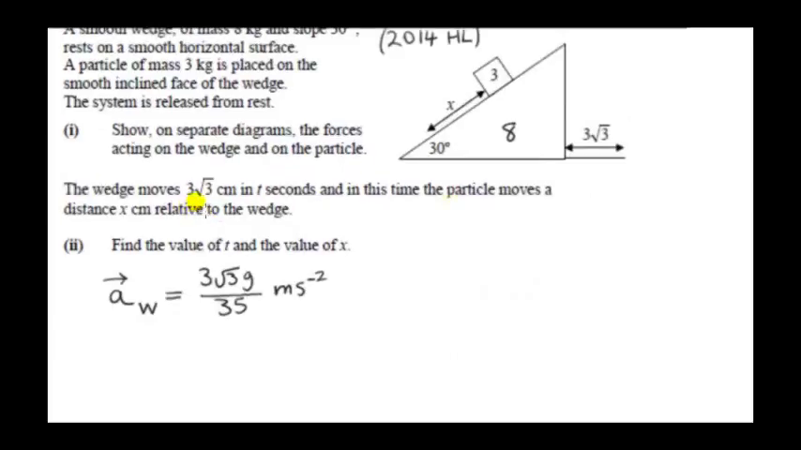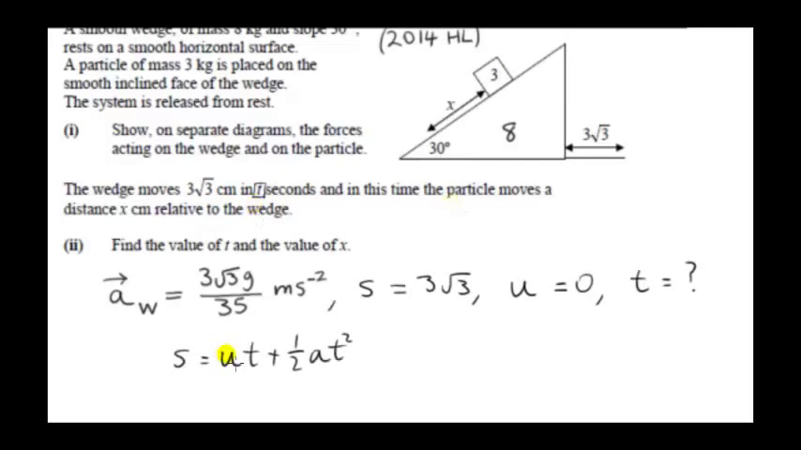We are given that the wedge moves 3 root 3 centimeters in t seconds. Before going any further, let's find out what t is. The initial velocity of the wedge is 0. We have the distance s, so we use this formula to find out what t is. u times t is 0, so we see that t is 2s over a, and we have to take the square root.